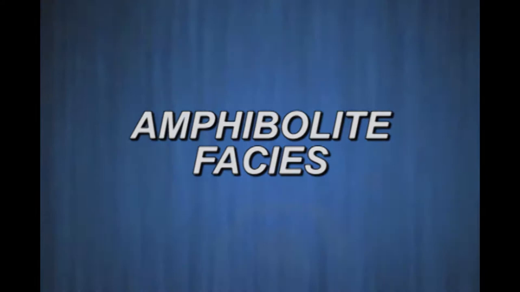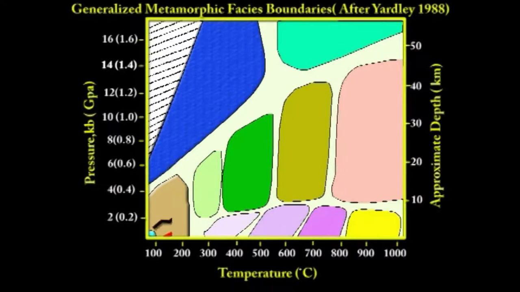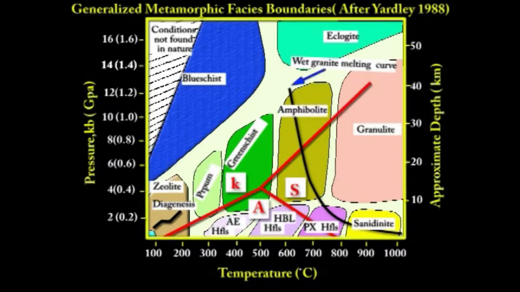Namaskar. Today we will discuss amphibolite facies. The amphibolite facies belong to the intermediate pressure temperature facies. If we look at the screen, the intermediate pressure facies are zeolite, greenschist, amphibolite and granulite facies. Amphibolite comes after greenschist facies.